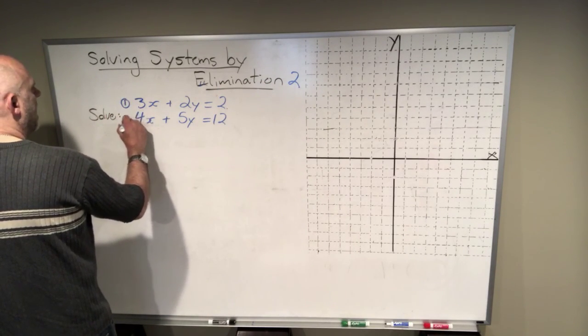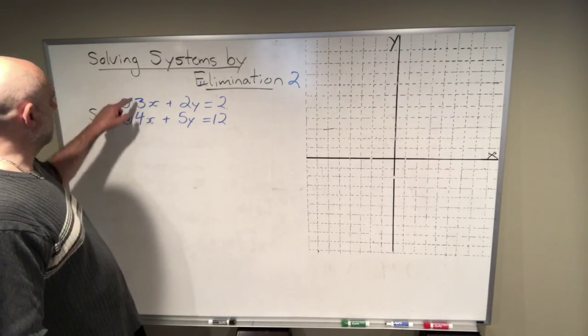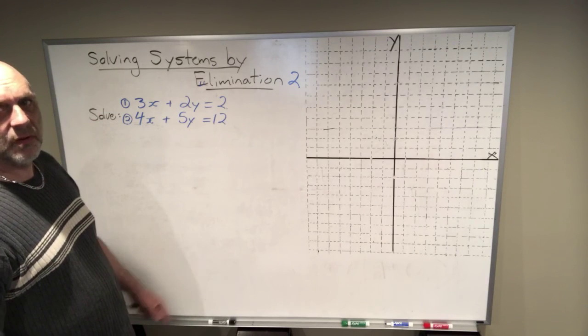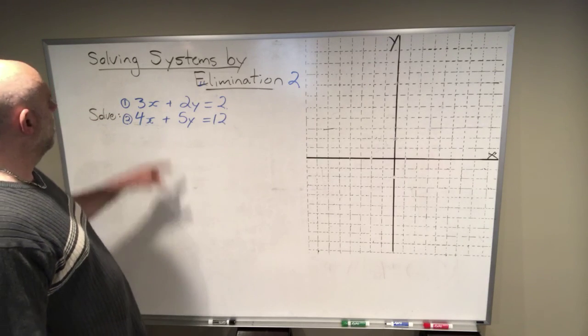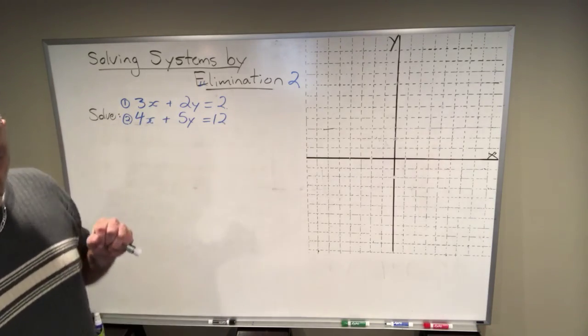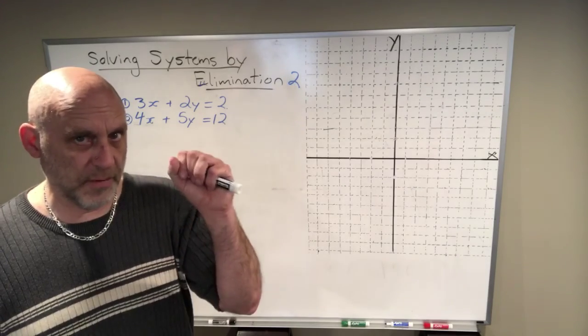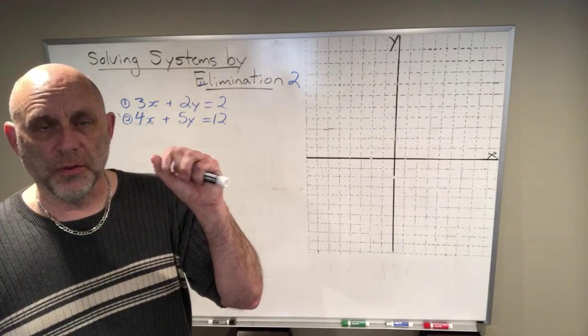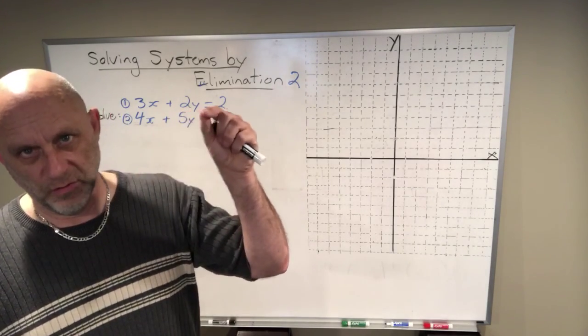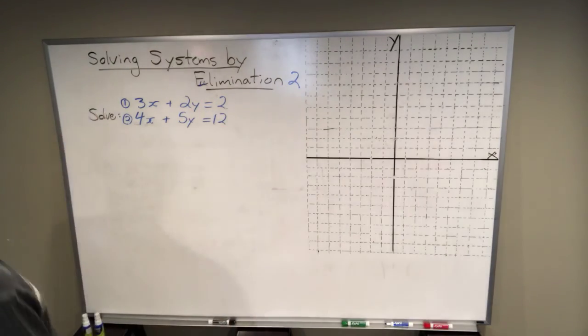I don't have any matching coefficients. Look at the x coefficients. I got a 3 and a 4. I can't get rid of that. The y's, I got a 2 and a 5. So I want the coefficients for either both x's or both y's to be the same, or opposites, like one's 2 and the other's negative 2, or one's 10 and the other's negative 10, that sort of thing.